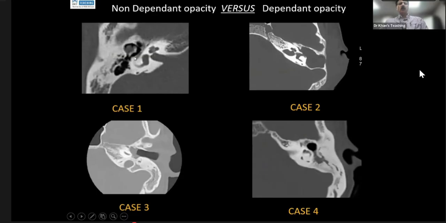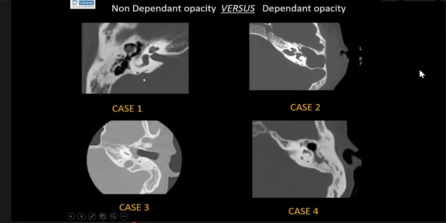Now look here, candidate 2. If I tell you that this is a cholesteatoma, can you prove me right? Can you describe it? What's happening?